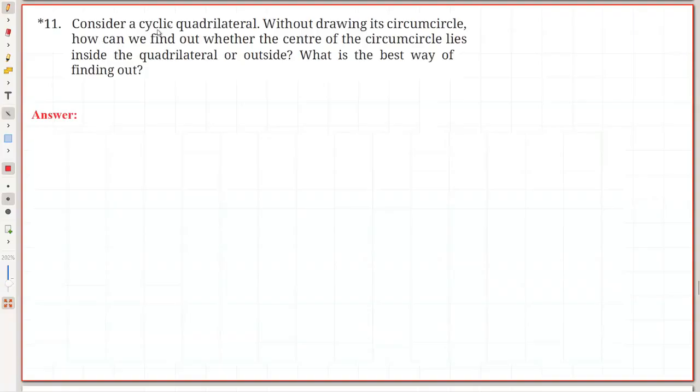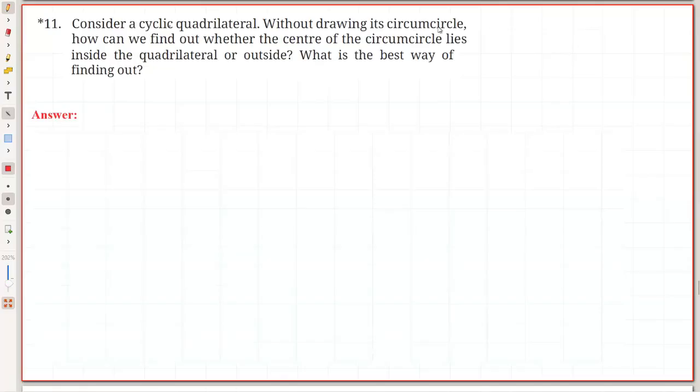Question number 11. Consider a cyclic quadrilateral. Without drawing its circumcircle, how can you find out whether the center of the circumcircle lies inside the quadrilateral or outside? What is the best way of finding out?